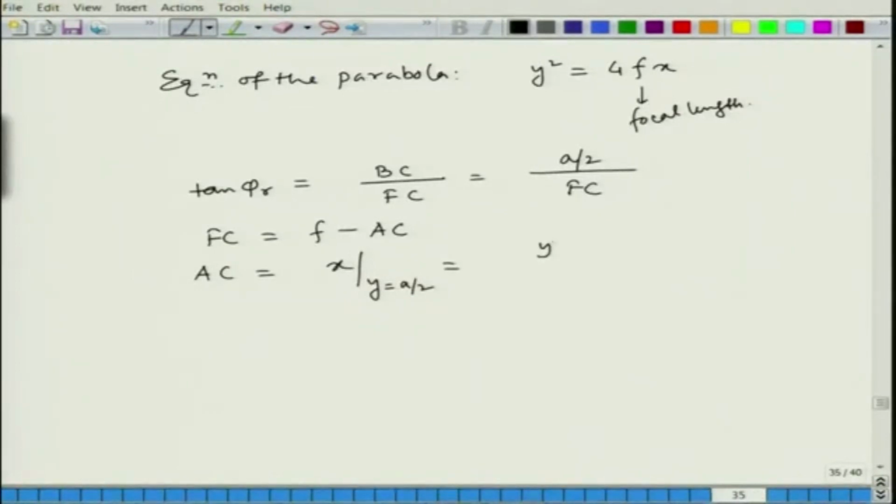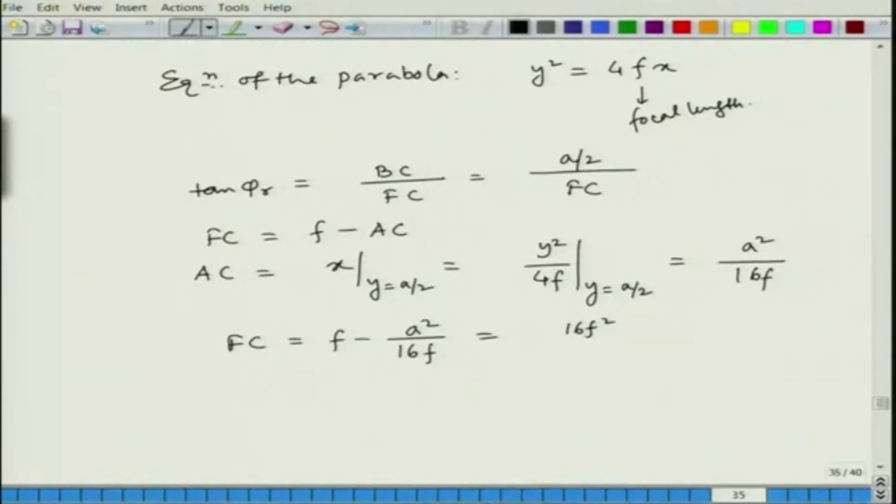So, now what we can do? We can put this x value, which is y square divided by 4f, that is from the equation of parabola, at y equal to A by 2. So, that gives us A square divided by 16f. Okay. So, we have obtained AC. So, that means FC is f minus A square by 16f, which is 16f square minus A square by 16f.